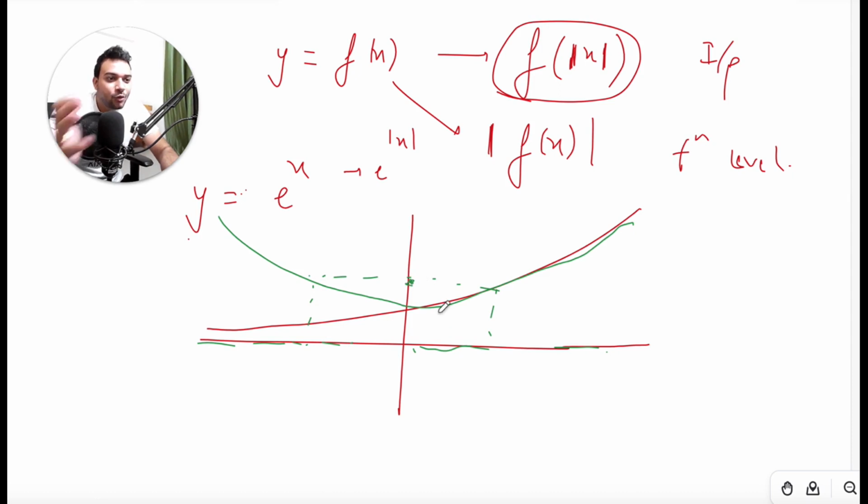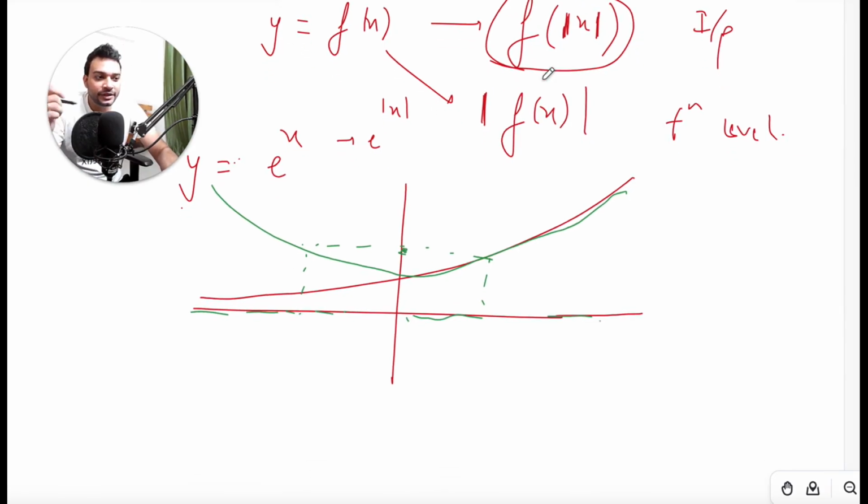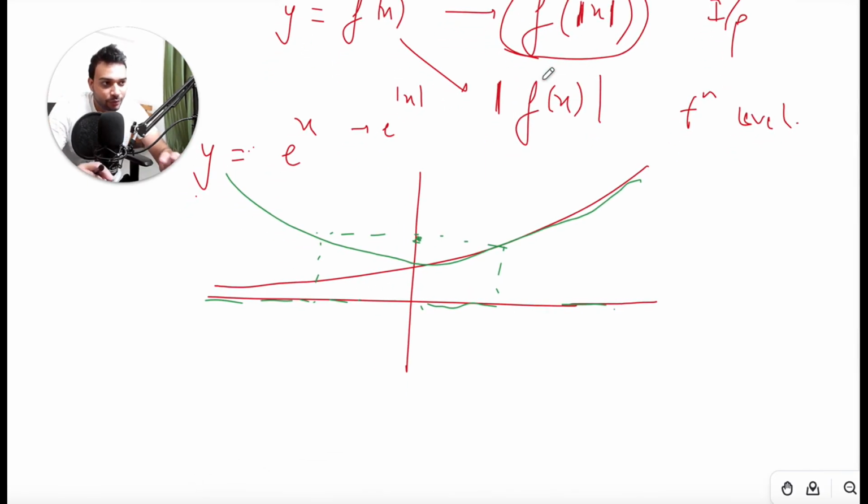Whenever you have this kind of transformation, f of x goes to f of absolute value of x, that means you take the portion on the positive x side and copy it over to the negative x side as well, and keep both the portions. The portion on the negative x side which was there earlier will no longer stay.